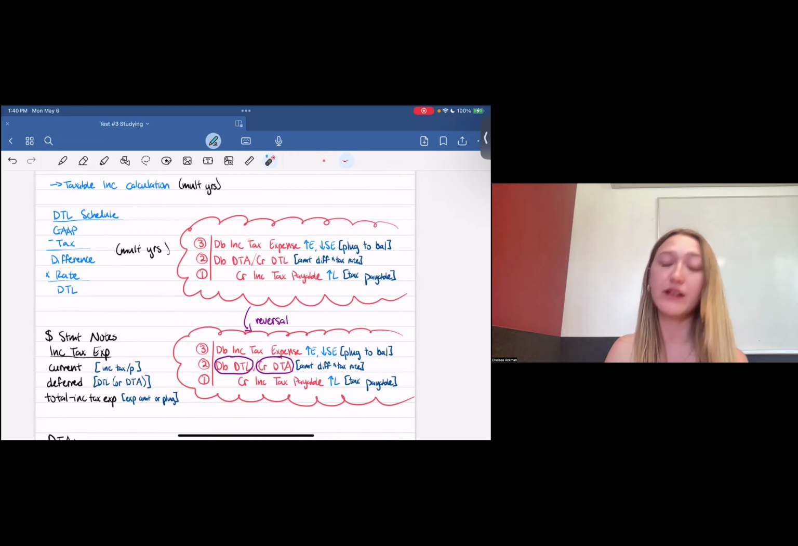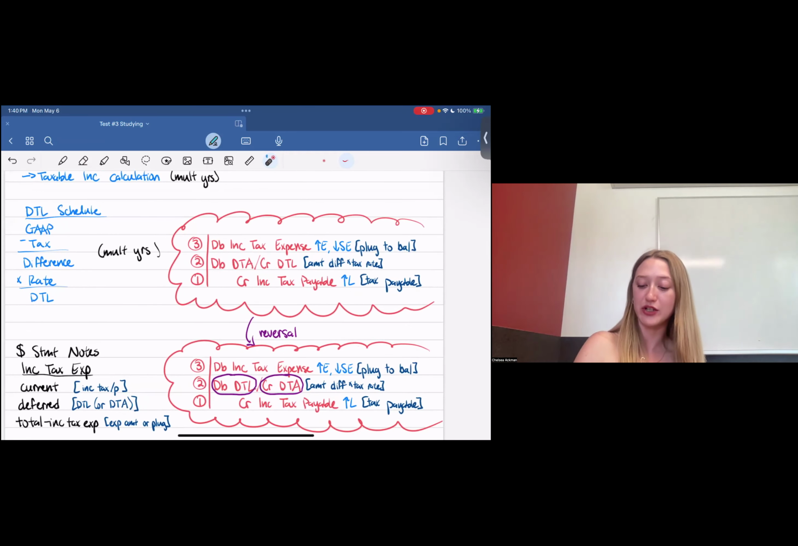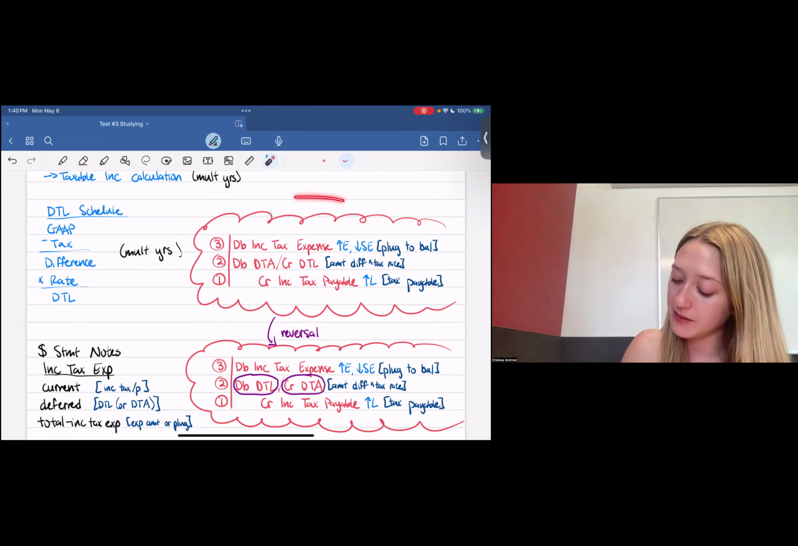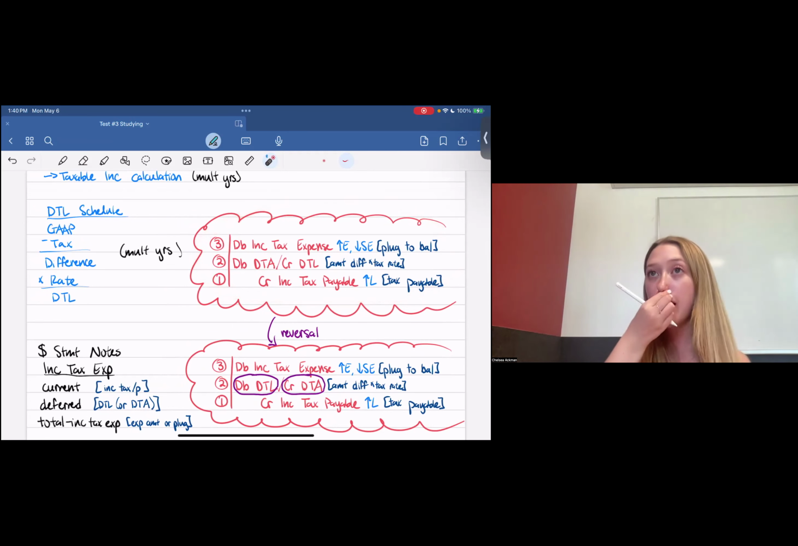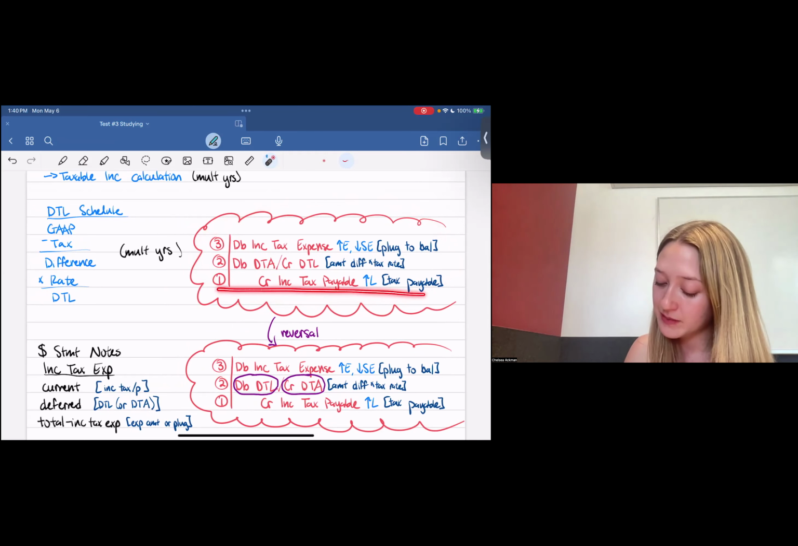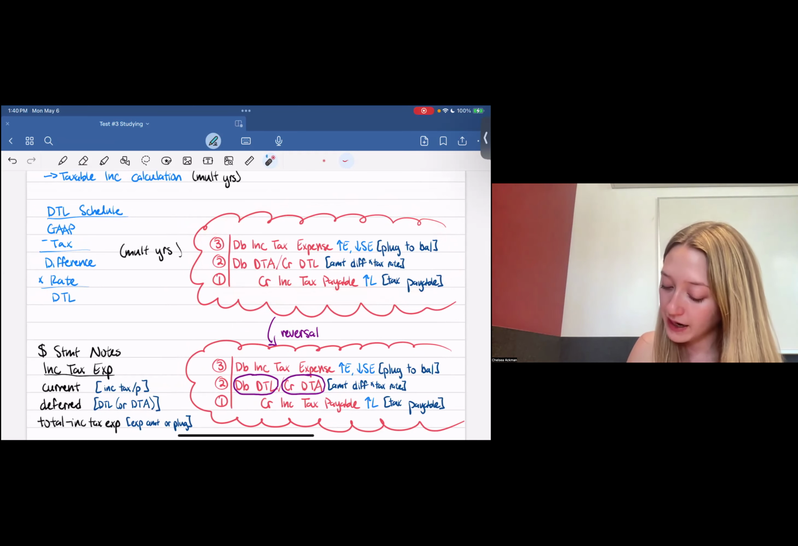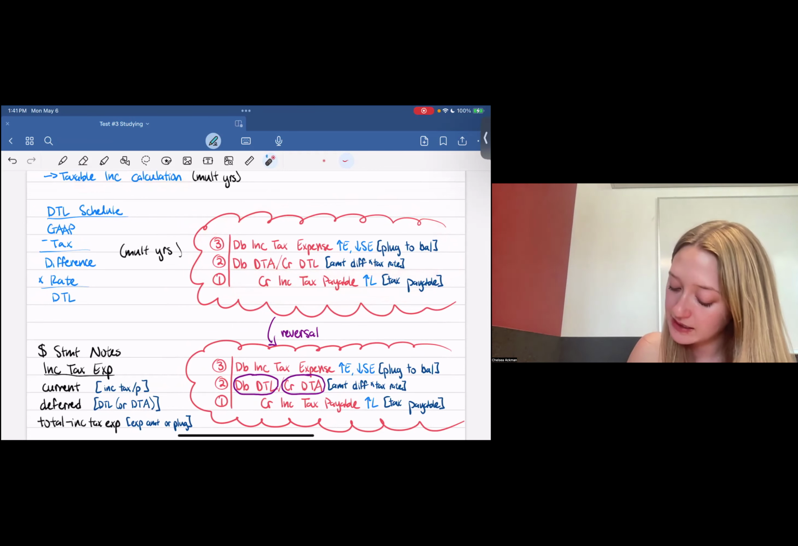Our journal entry in the first year, we're going to do this exact same entry that I showed before. That wasn't really applicable when you have a permanent difference, but it is applicable here. We're going to make a credit to income tax payable from our tax payable in our taxable income calculation, a debit to the DTA or credit to the DTL, in this example the DTL, and then a debit to the income tax expense, which is the plug to balance.